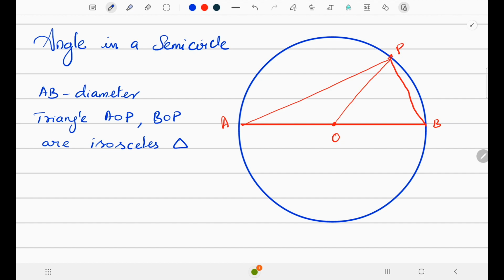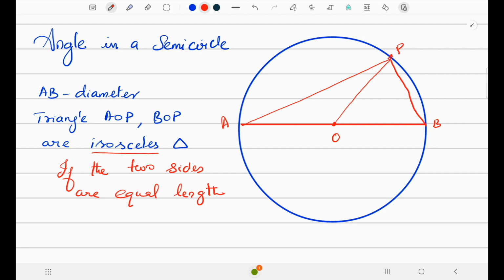What is an isosceles triangle? If two sides of a triangle are equal, then we can say the triangle is isosceles. So here the triangles AOP and BOP are isosceles triangles.